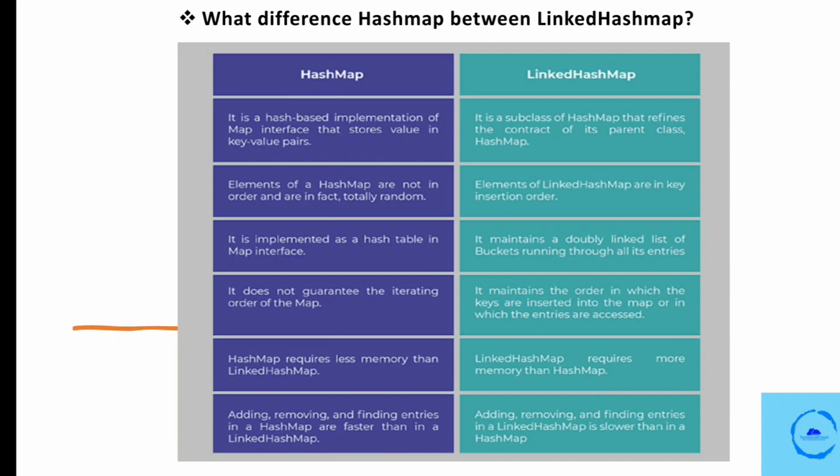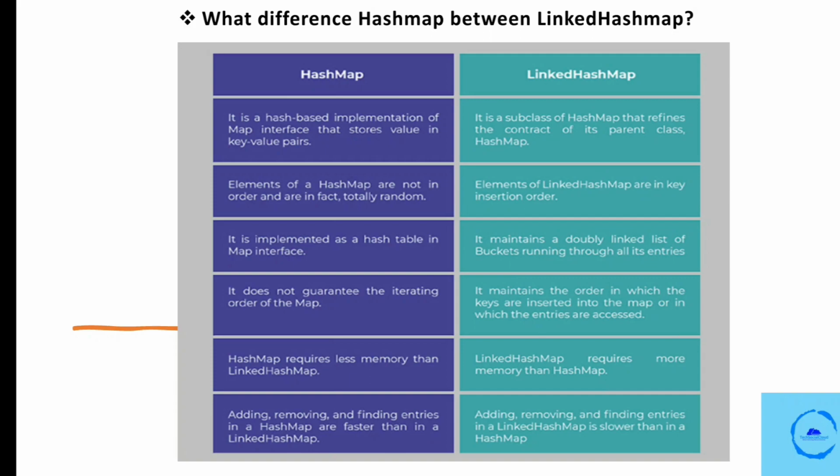HashMap uses a hash table to store its entries, which provides constant time performance for the basic operations like get, put, or remove. On average, the order in which the entries are stored in a HashMap is not predictable and is based on the hash code of the keys.